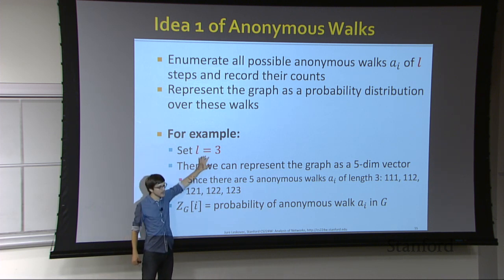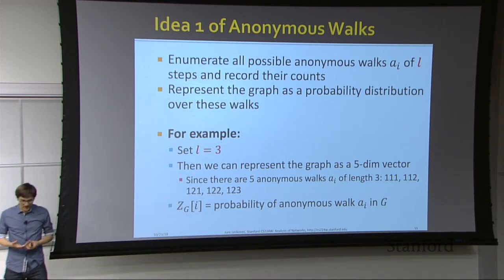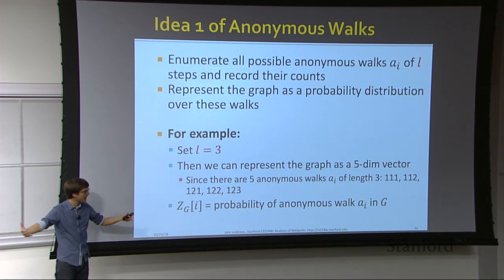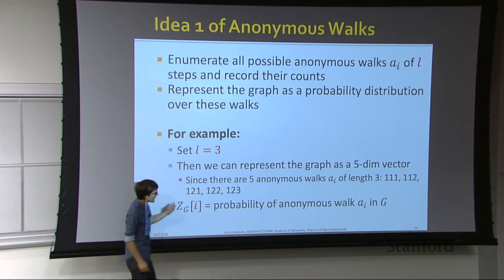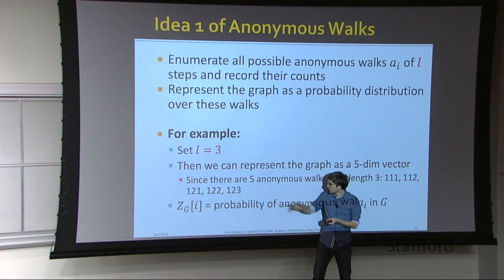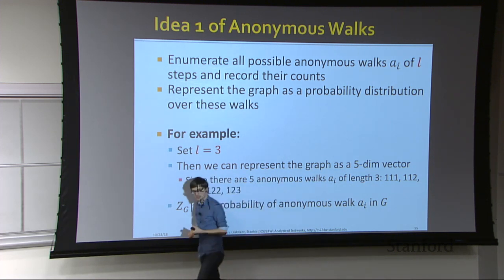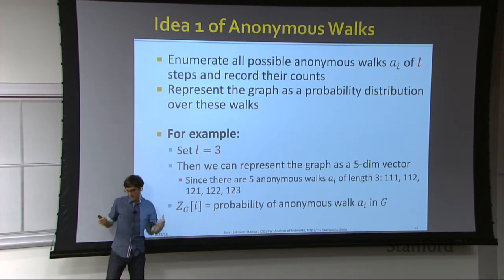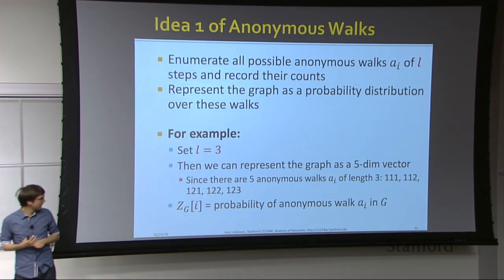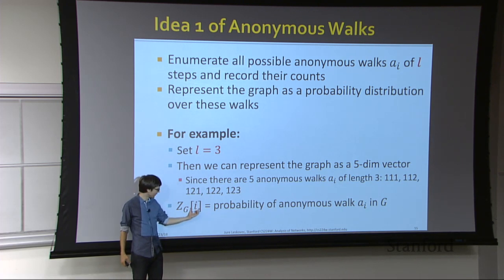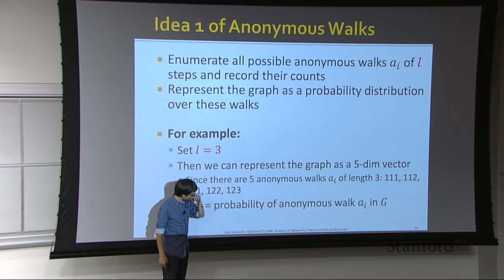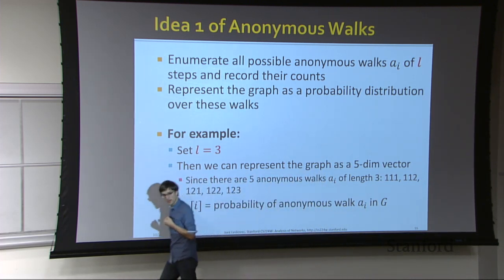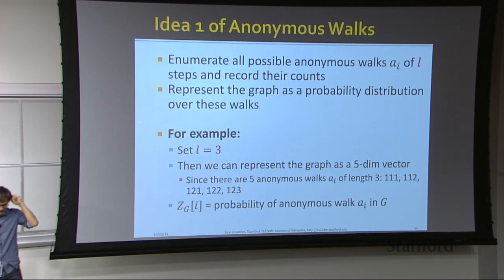So for example, if I set L equals 3, I could take my graph, enumerate all possible walks of my graph, anonymize them, and then ask how often does each of these 5 different anonymous walks occur. I would capture this with a 5-dimensional vector, and think of that vector as an embedding of my graph, where the ith coordinate tells me the probability of having this anonymous walk a sub i in my graph. Okay? So that's the first idea of how you can represent the graph.